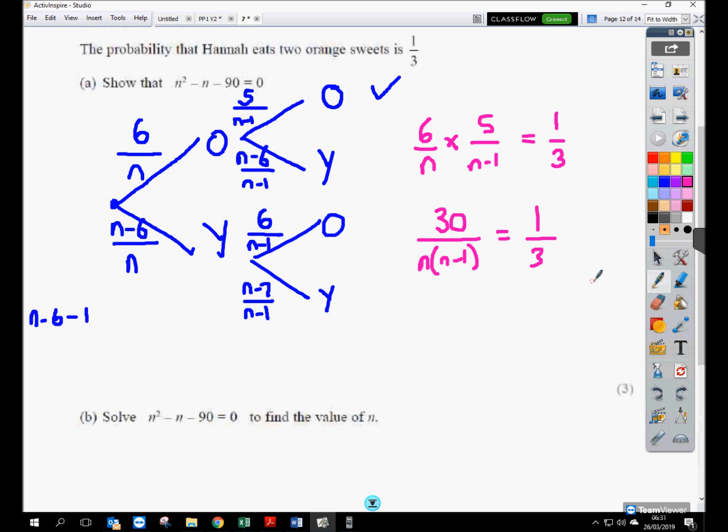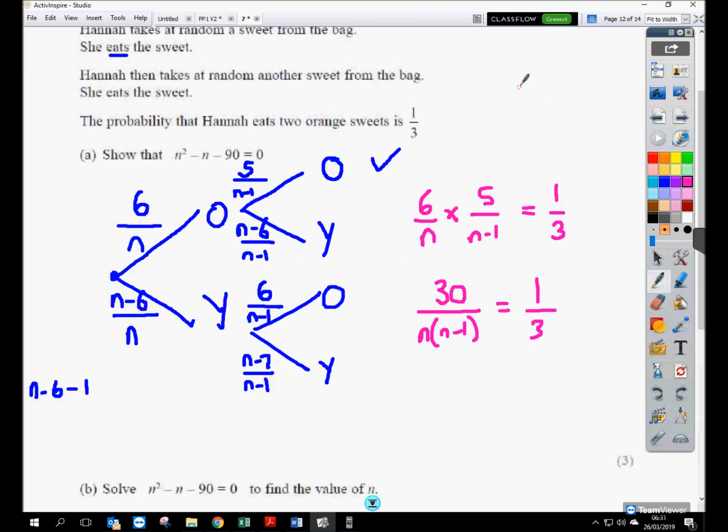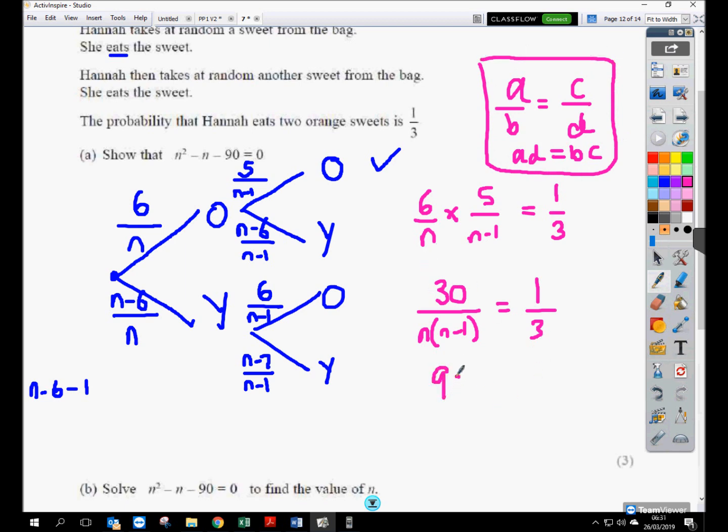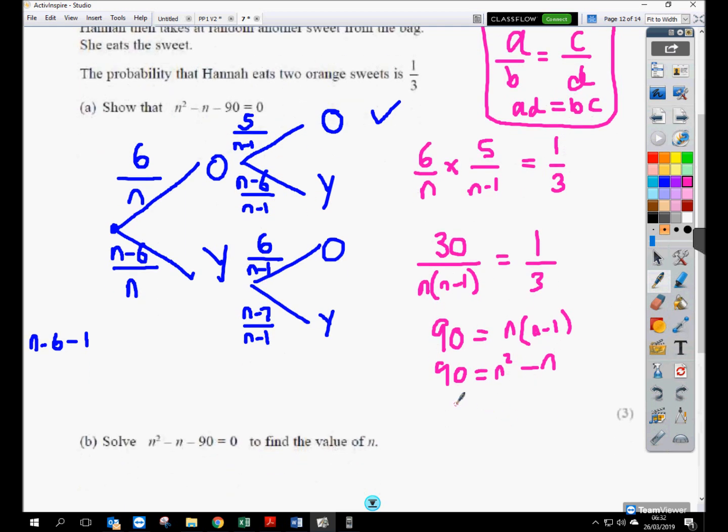I'm going to use the method like the X factor. If you have two fractions equal to each other, a over b equals c over d, then it's true to say that a times d equals b times c. That's the method I'm going to use now. Diagonal multiplication. So 30 times 3 is 90. 1 times n brackets n minus 1 is n brackets n minus 1. Then I'm going to expand the bracket: n squared minus n. And then shift it all onto one side: n squared minus n minus 90 equals 0.